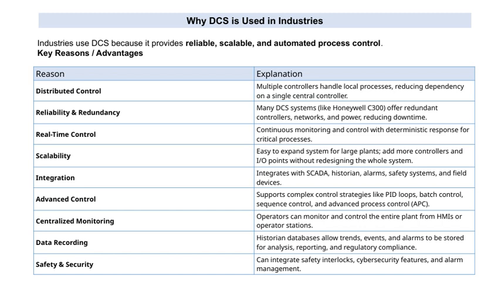Safety and security are also integrated into DCS. They can include safety interlocks, cybersecurity features, and alarm management to protect both personnel and equipment. All these features combined explain why industries rely on DCS. It offers a reliable, scalable, and automated approach to process control, ensuring safe and efficient operations across various sectors.